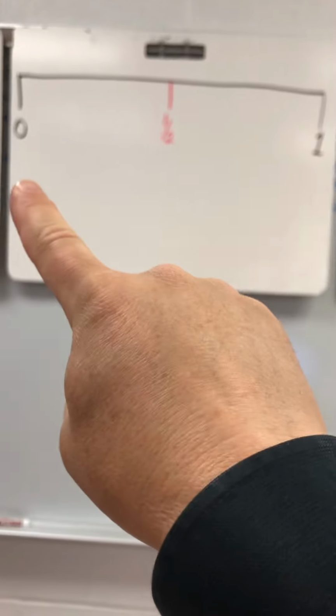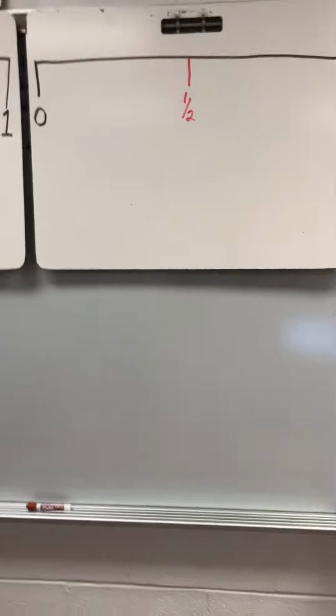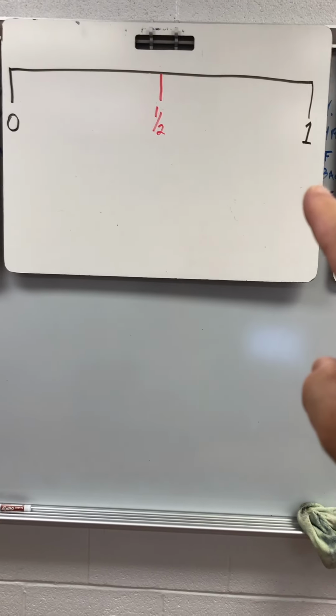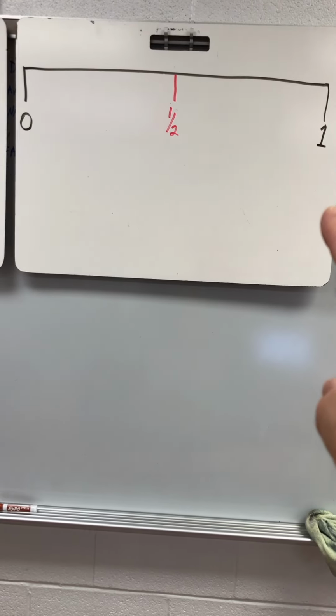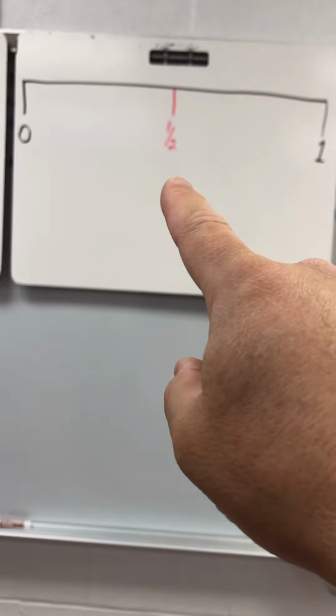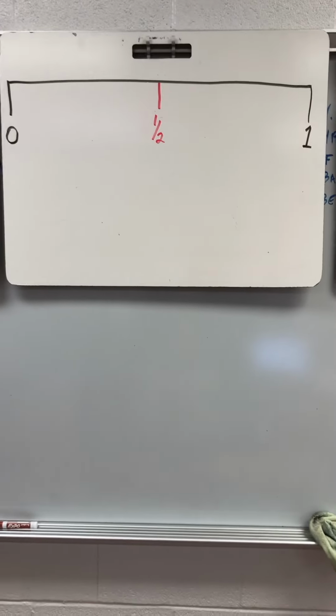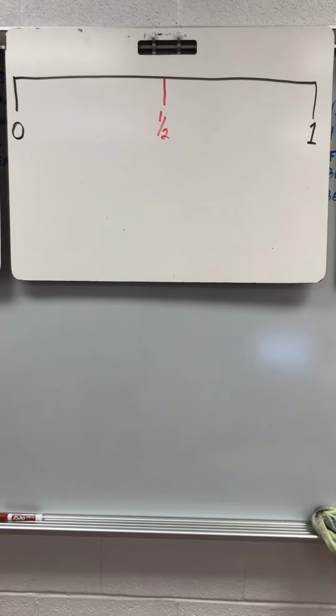From zero, there's 1, 2 spaces that are that big. So this is 1 of the 2, and this is 2 out of 2. 2 out of 2, of course, is 1.